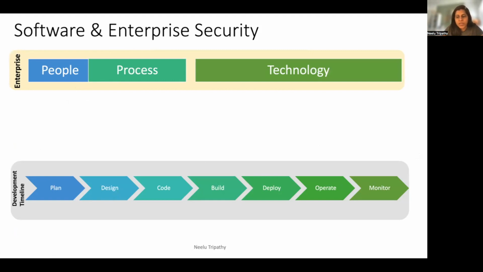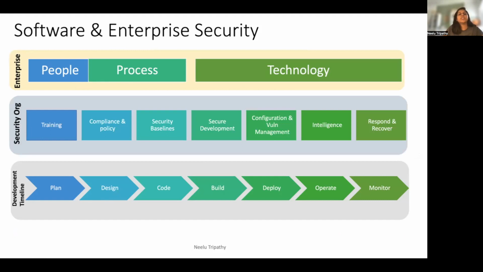Going further, first I want to link this from your software to your enterprise. Your security org will contain different teams, or at least different activities performed by a group of teams. You will have trainings, compliance and policy, and security baselines they're defining, maybe a standard set of security requirements. Then you will have product security or secure software development teams. You will have configuration and vulnerability management, intelligence, respond, recover. You will have IAM. This is, of course, not an exhaustive list.